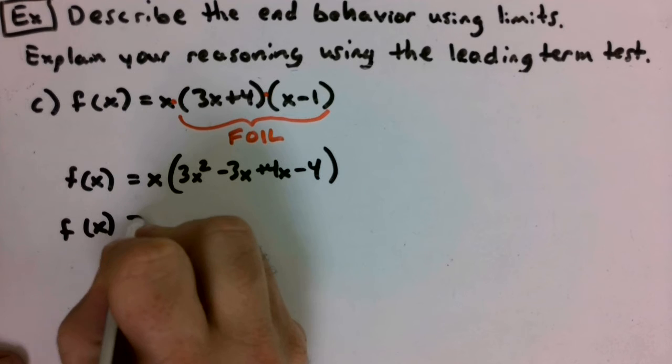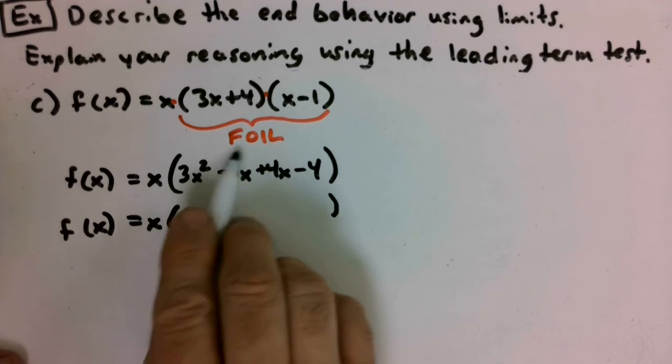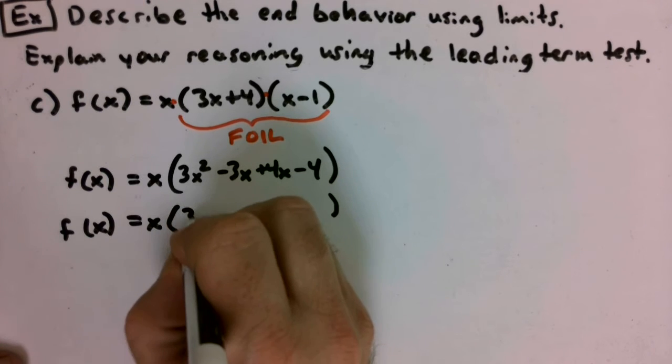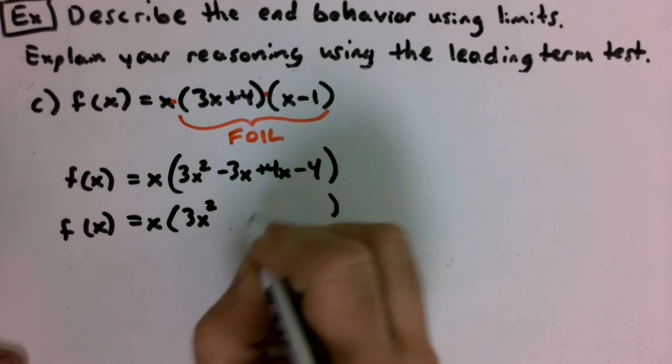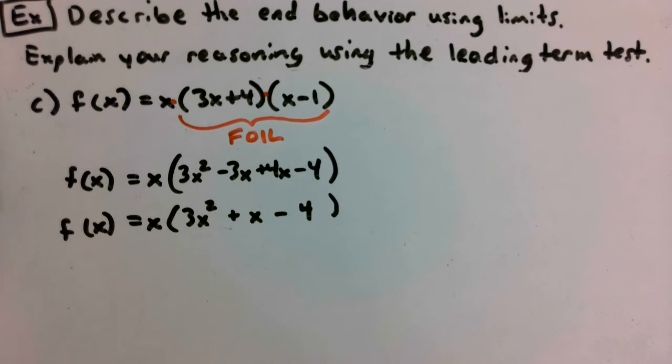In the middle there, we do have some like terms. Negative 3x plus 4x, we can add those together. So I'm going to combine those together. Negative 3x plus 4x is a positive 1x, so I'm just going to put a plus x there in the middle and combine those together.